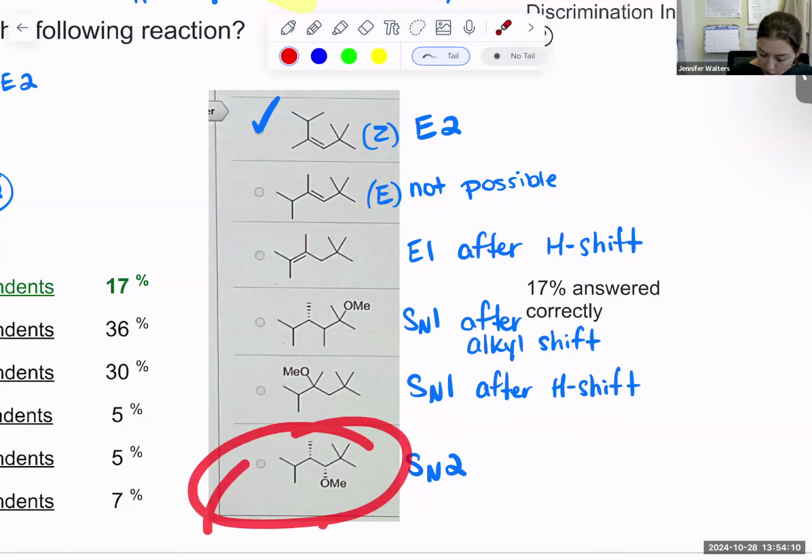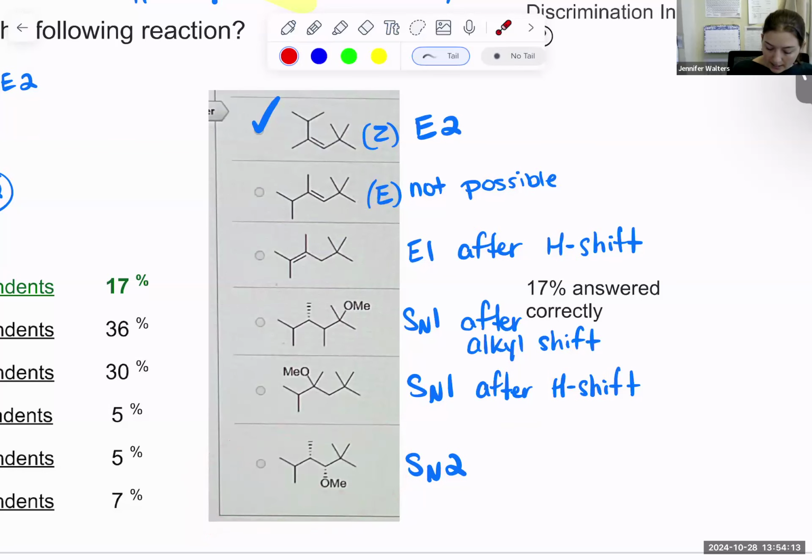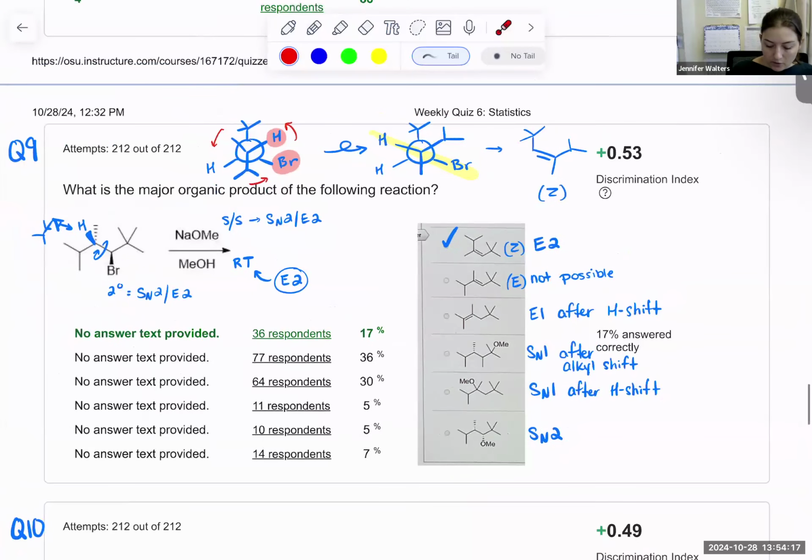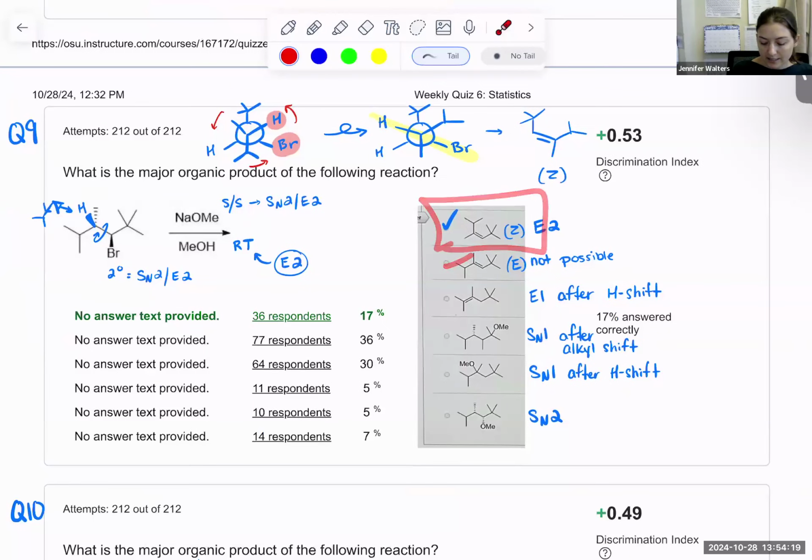And this would be the SN2 product where I see the dashed methoxy. But again, we're not doing SN2, so that is the incorrect answer. So there's only one correct answer, and that was to get the Z alkene because the beta hydrogen must be antiperiplanar.